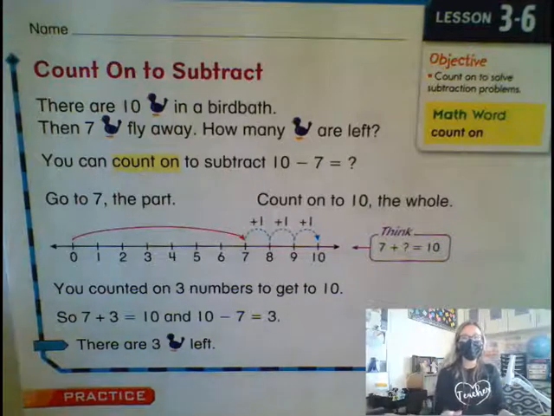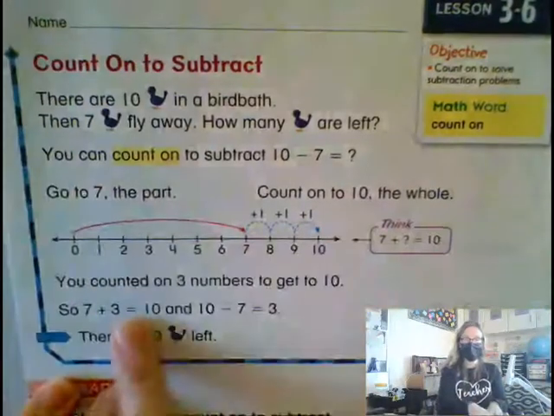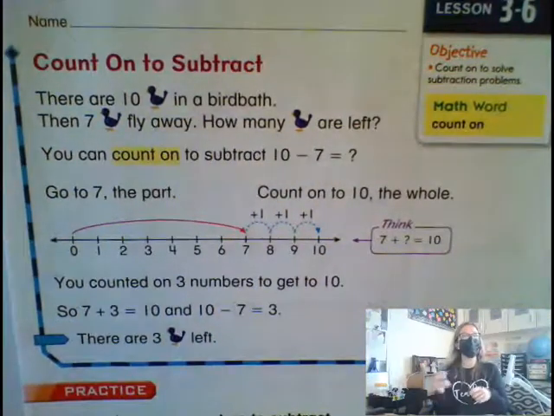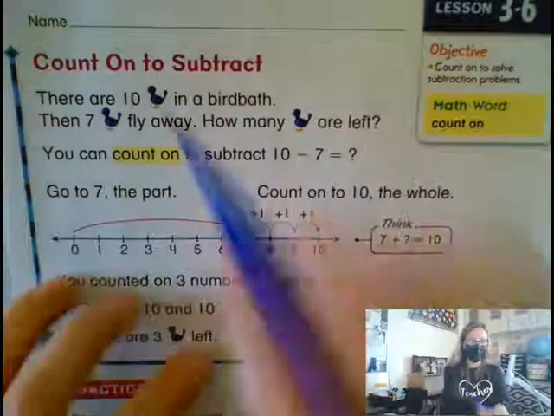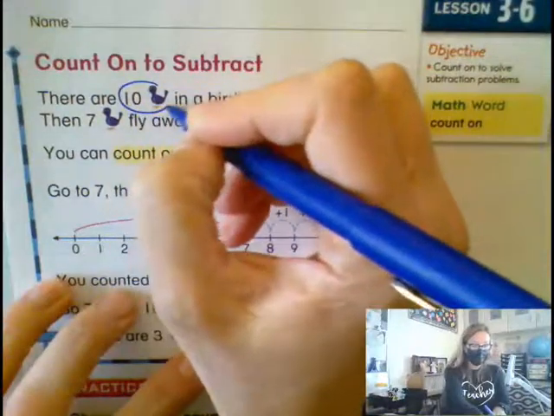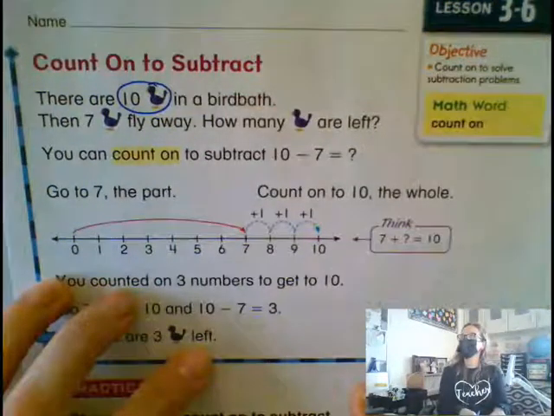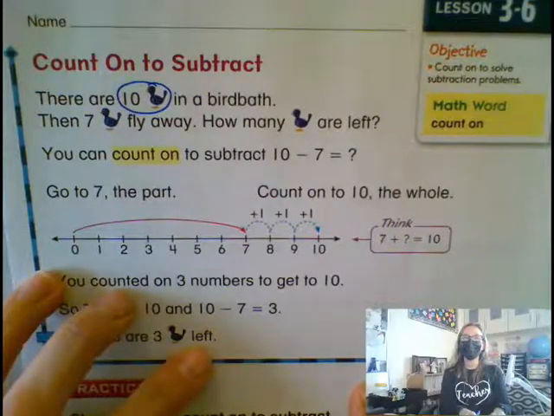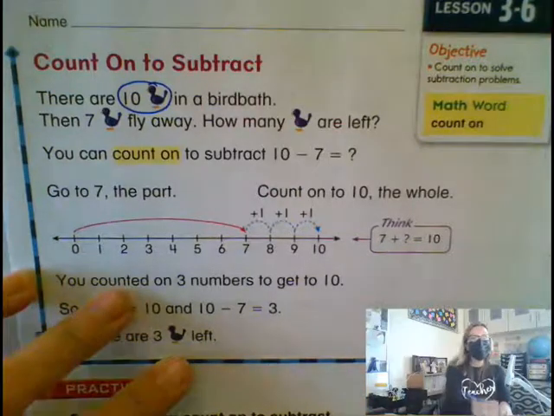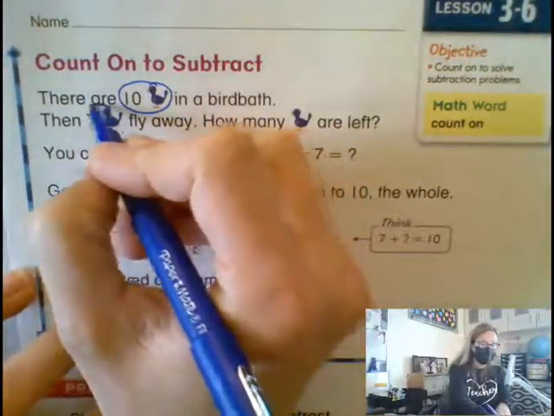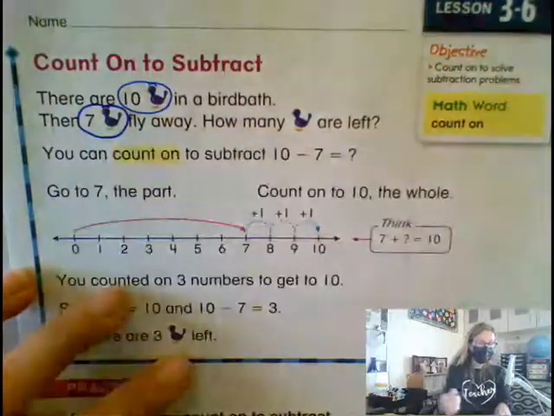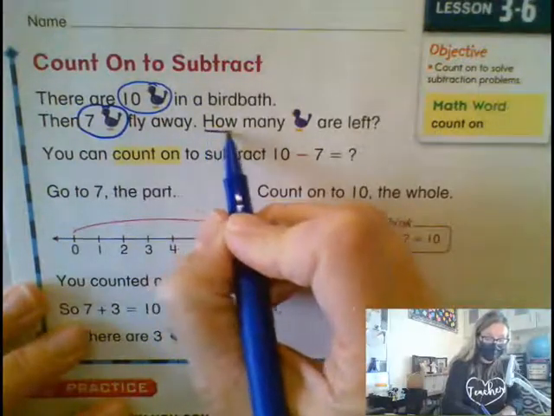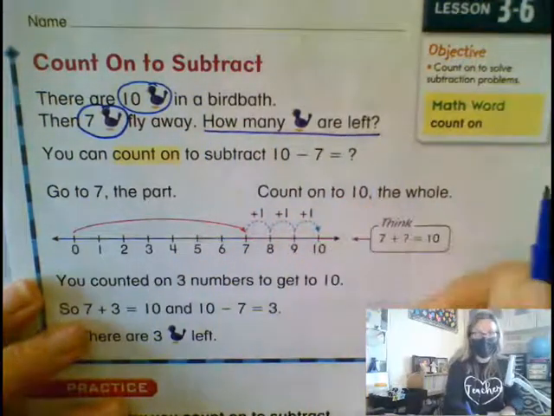So to show you what I'm talking about, on the top of 103, it says there are 10 birds in a bird bath. Would you all please right now, using your pencil, circle 10 birds? There are 10 birds in a bird bath. They're swimming and getting clean and having drinks. But then 7 of those birds fly away. So circle 7, go away. And now our question says, how many birds are left?